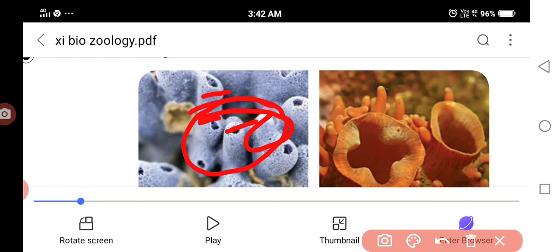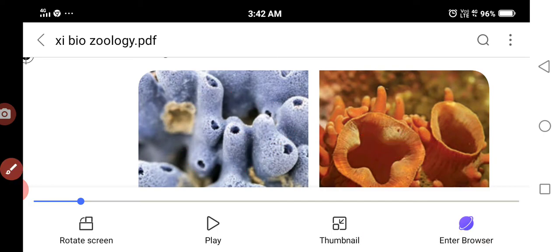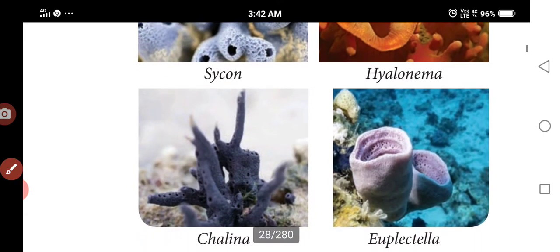Some collar cells are present, which are special flagellated cells. In the spongocoel, collar cells are present here. These are called choanocytes. Choanocytes are special flagellated cells lining the canals.